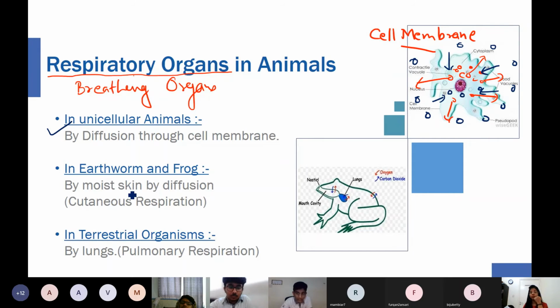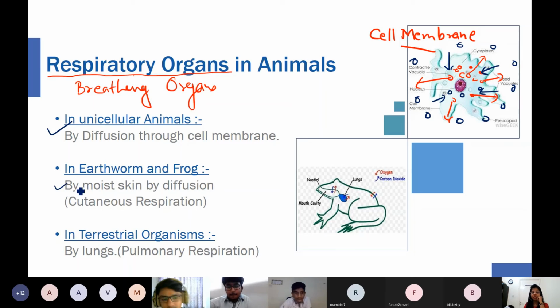Let us talk about the earthworm. Did you see an earthworm? Yes, a slimy skin, ma'am. Slimy skin, and the frog also, did you see? Yes, ma'am. Their skin is moist. You will feel by looking at it that some liquid is present on their body. That liquid has a purpose: it can absorb the oxygen from the air, and then it can be provided to the earthworm.